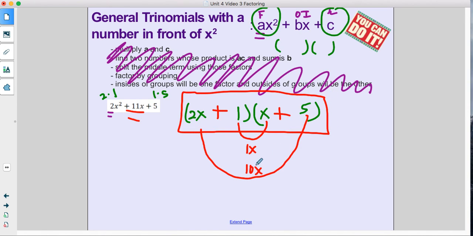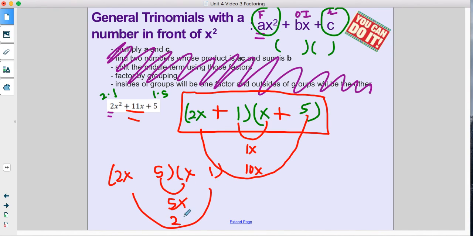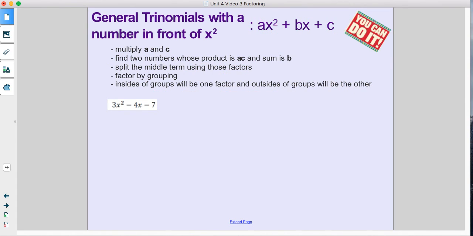Now, let's say that it didn't work out that nice. Maybe I started out and I had 2x, and I put the 5 here, and x and a 1. I check. This would give me 5x, and this would give me 2x. With a 5x and a 2x, can I get to 11x in any way? No. So then I would switch them around and get this answer. Okay. There is example 11. Let's go ahead and look at 12.